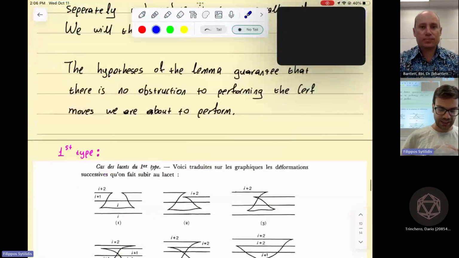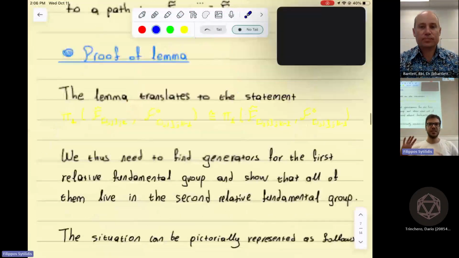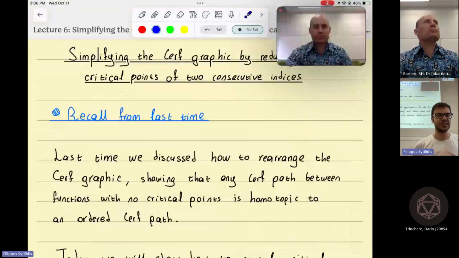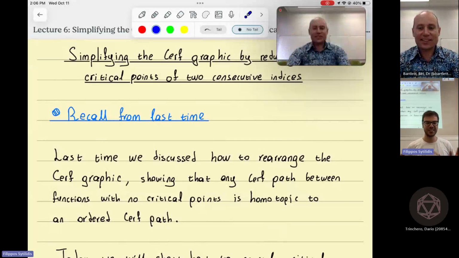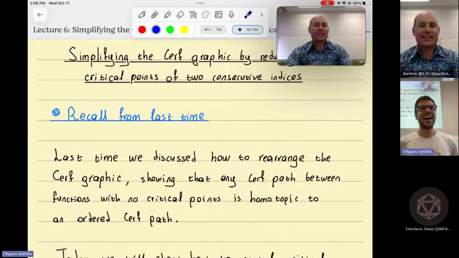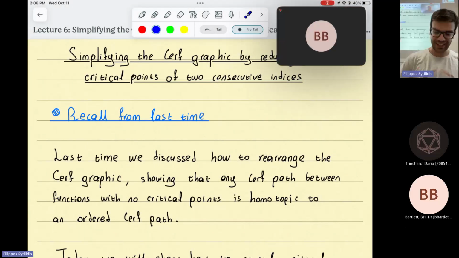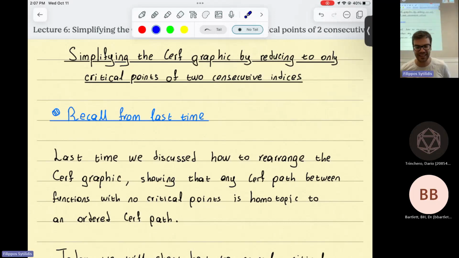Okay, so today hopefully is going to be shorter than the previous ones, not because there isn't much to say, there is lots to say, but there isn't much to say that I know very well. The goal for today is to simplify Cerf graphics by reducing to only critical points of two consecutive indices.